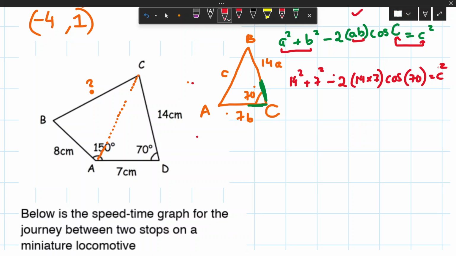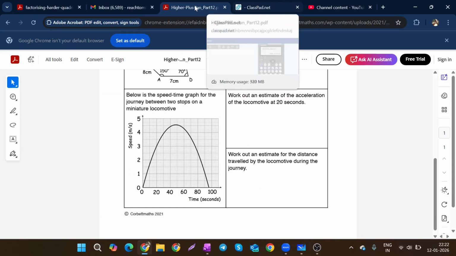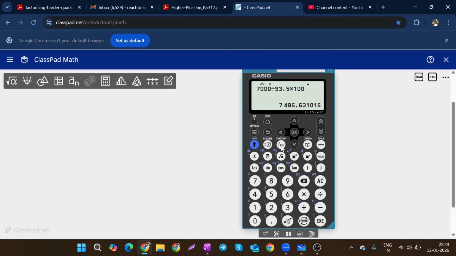So let's go to our calculator, let's plug this in, and then maybe we'll figure out what c squared is. So 14 squared, 7 squared. Okay, so let's do 14 squared plus 7 squared minus 2 lots of 14 times 7 times cosine of the angle 70. Oh, I think I am in radians.